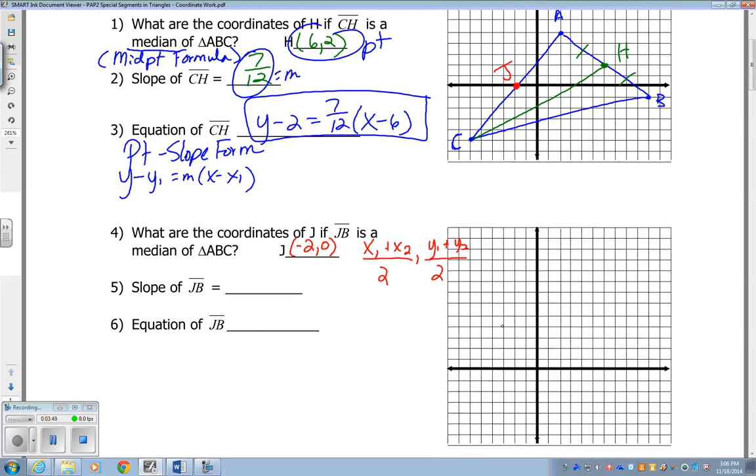Okay, so now we are going to connect, because J is the midpoint, we're going to connect the points J to B to create the median JB. Okay. All right, now we got to find the slope of that segment.